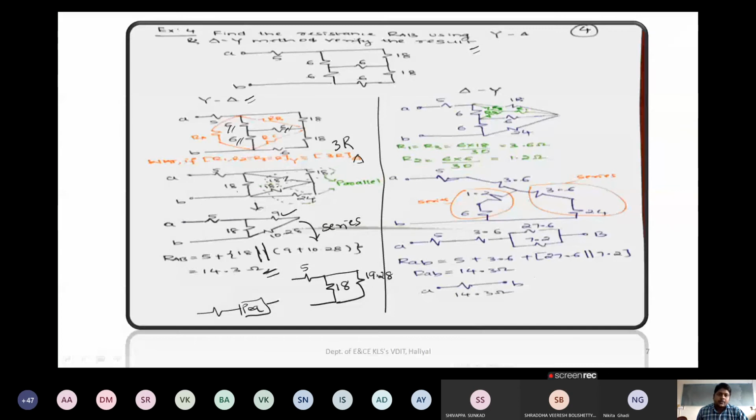So this is for star to delta, and the second approach is to calculate with delta to star. Where we have delta networks or delta connections, we have them on two sides. Here is one delta network, 6, 6 and 18. We have 6, 6 and 18 as well.